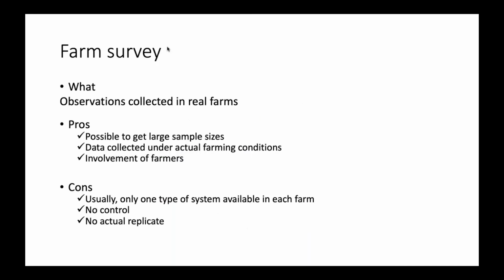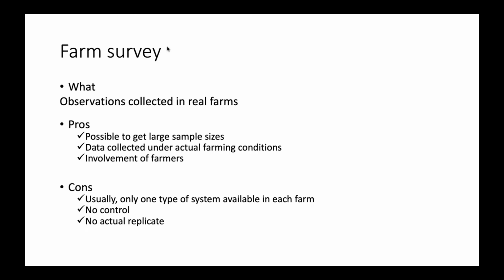And the third type of experiments correspond to farm survey. So here there is no treatment, no control usually. The observations are directly collected in real farms under current farming conditions. And here as well, there are some advantages and disadvantages. Advantages, it's possible to get very large sample sizes. And the data here are collected under actual farming conditions, and you also can involve a lot of farmers here.